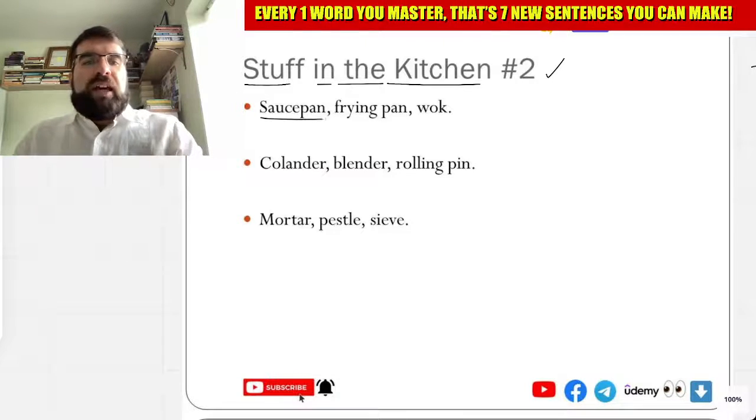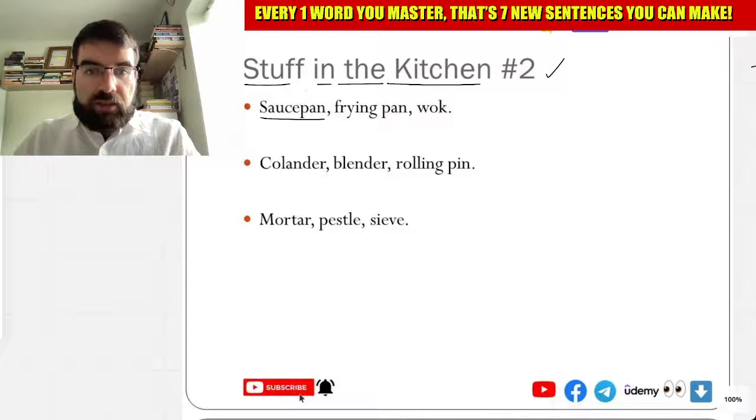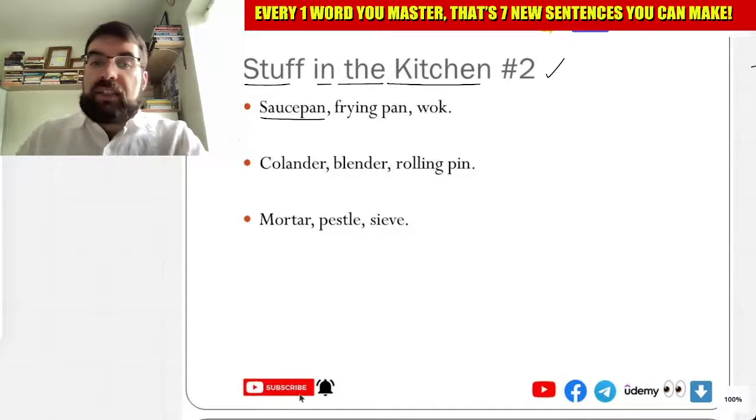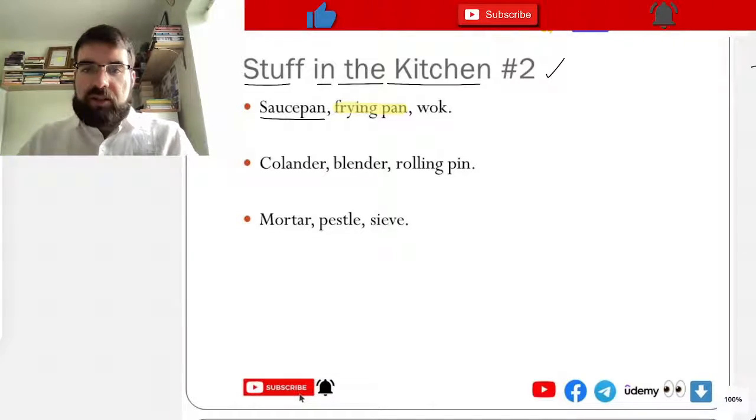So, saucepan. Saucepan. Oh, wow, okay, right. Saucepan. Cacerola. And frying pan, sartén. Let's try and get fry. Here we are, sartén. Very good.